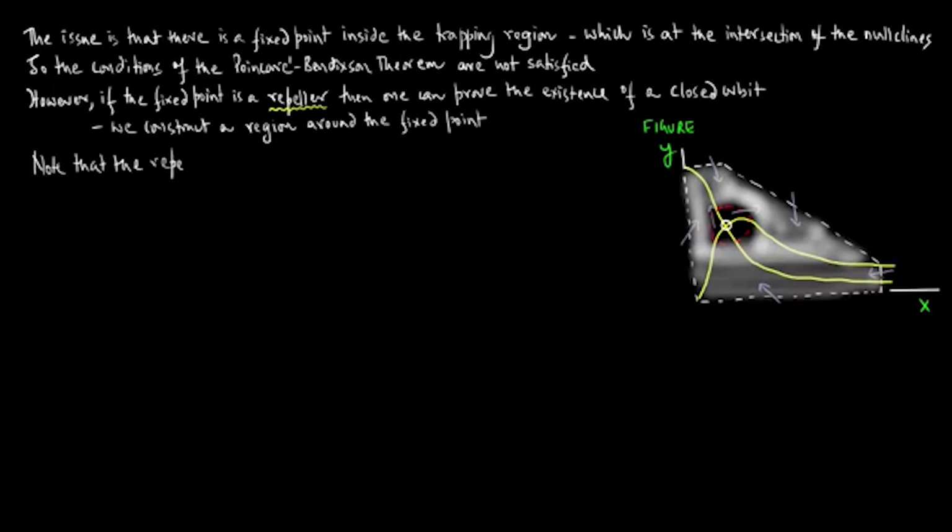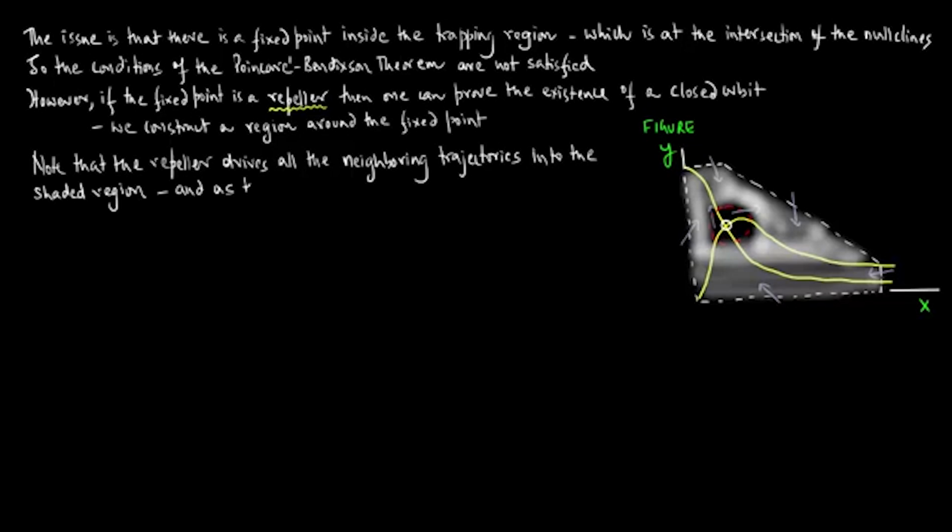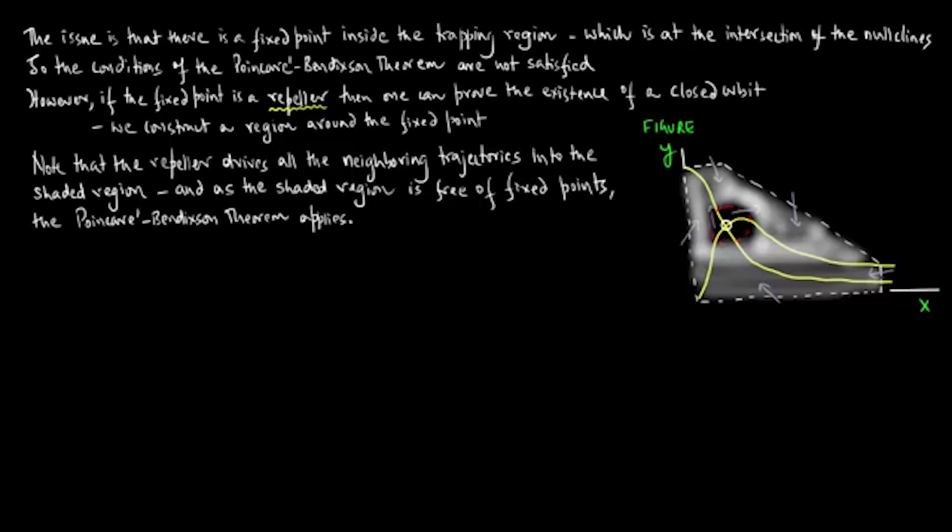Note that the repeller drives all the neighboring trajectories into the shaded region, and as the shaded region is free of fixed points, the Poincaré-Bendixson theorem actually applies. Now we need to find conditions under which the fixed point is actually a repeller.